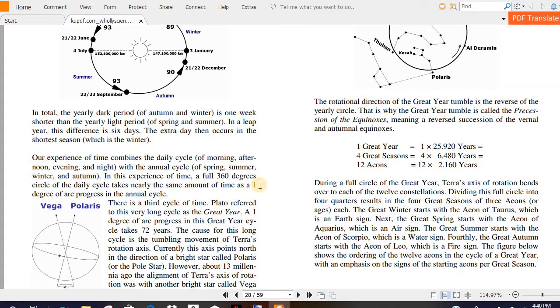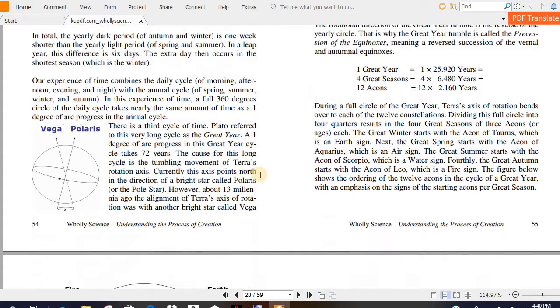Next, the great spring starts with the eon of Aquarius, which is an air sign. The great summer starts with the eon of Scorpio, which is a water sign. Fourthly, the great autumn starts with the eon of Leo, which is the fire sign. The figure below shows the ordering of the 12 eons in the cycle of the great year, with an emphasis on the signs of the starting eons per great season.